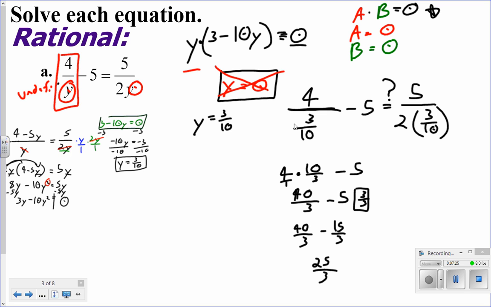So in order to see if this is equal, I need to simplify and see if the right side is 25 over 3. So first step, I'm going to simplify my denominator, 5 over 2 over 1. So I get 5 over 6 over 10, a compound fraction. So copy, dividing by something is the same thing as multiplying. Flip it, the reciprocal. Right? Reciprocal is your math term for flipping.